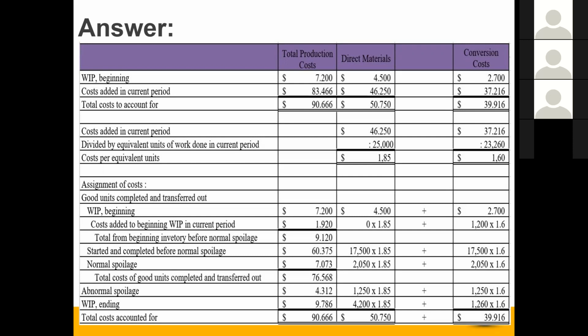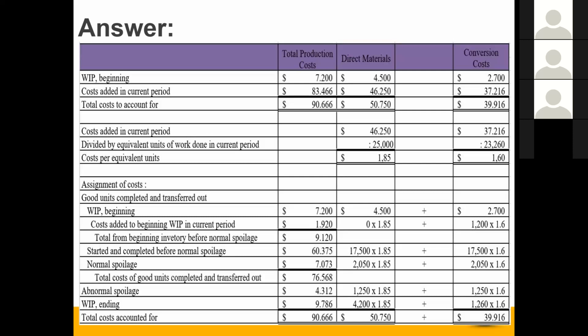Cost added in the current period on the direct material is 46,250, and conversion cost is 37,216, divided by the equivalent units of work done in the current period: direct material divided by 25,000, and conversion cost divided by 23,260. And the cost per equivalent unit is $1.85 on direct material, and $1.60 on conversion cost.